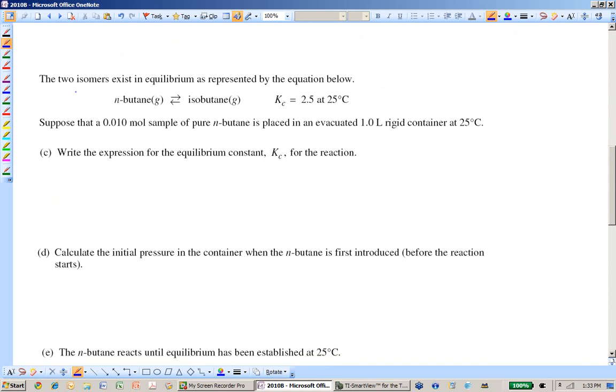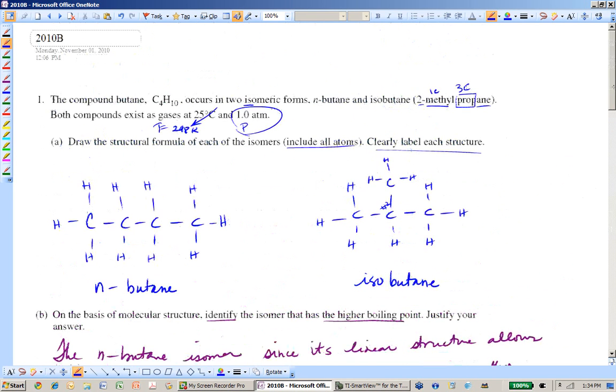All right, so now the 2 isomers exist in equilibrium as represented by the equation below, where they gave me a Kc. Pay attention to that. They're both gases. 1 mole on the left, 1 mole on the right. Delta n is equal to 0, so Kp equals Kc. And I'm going to put that at 298 Kelvin. And I've got other volume stuff, I think, back up here at the beginning. Nope, just a pressure, 1 atmosphere.